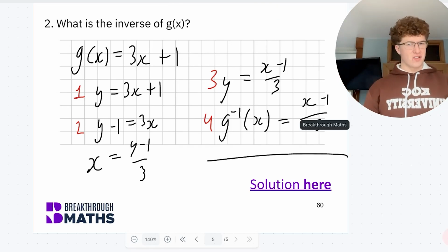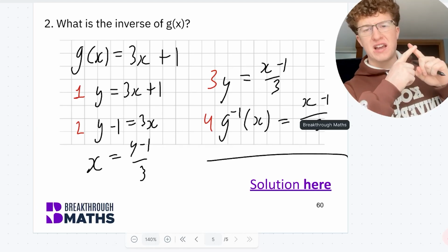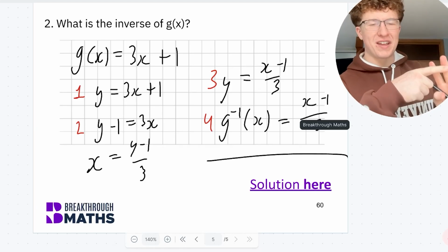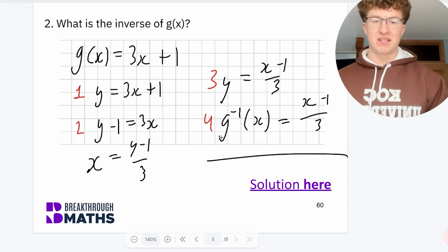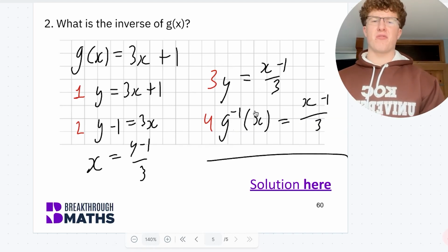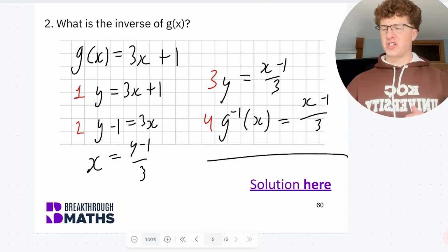Whenever you're asked for the inverse of a function, it's those same 4 steps. Write the function as y, rearrange to get x on its own, swap the x's and y's, and then just relabel it as g to the power of minus 1 of x or f to the power of minus 1 of x. And that's how you do an inverse of a function every time.